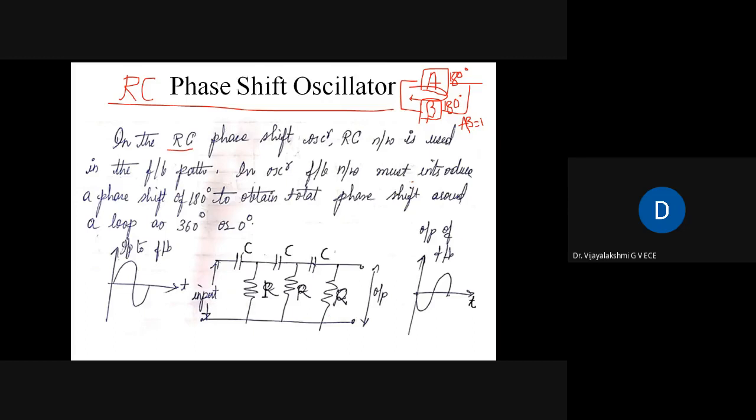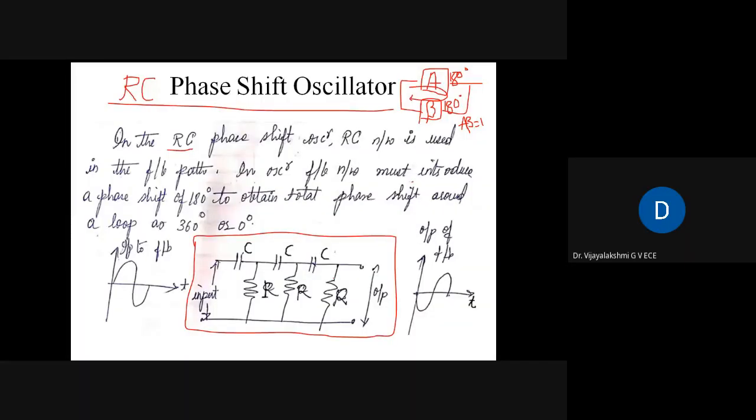And this RC phase shift oscillator has an amplifier in cascade with the combination of these RC elements. So the RC phase shift oscillator has an amplifier and it has the feedback part, the feedback network, which has the RC components. You can see this is the circuit, the feedback network along with the amplifier. This forms the feedback network of the oscillator.